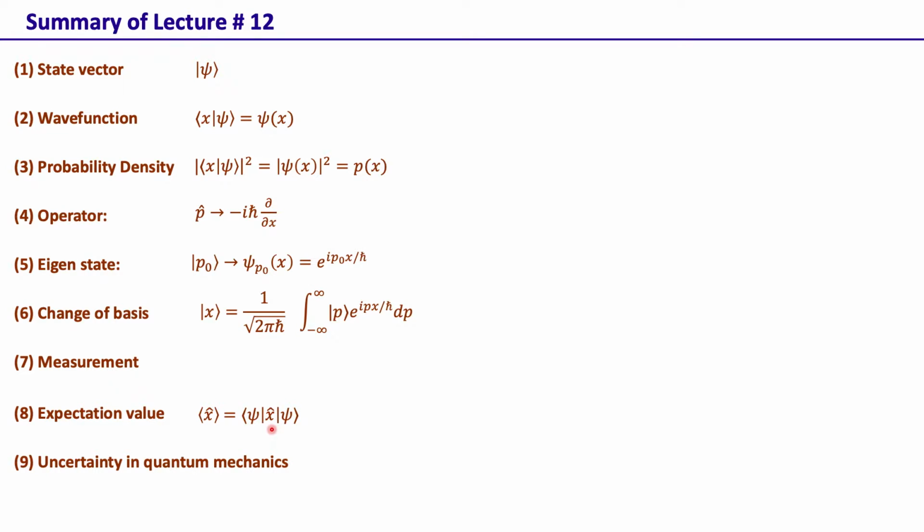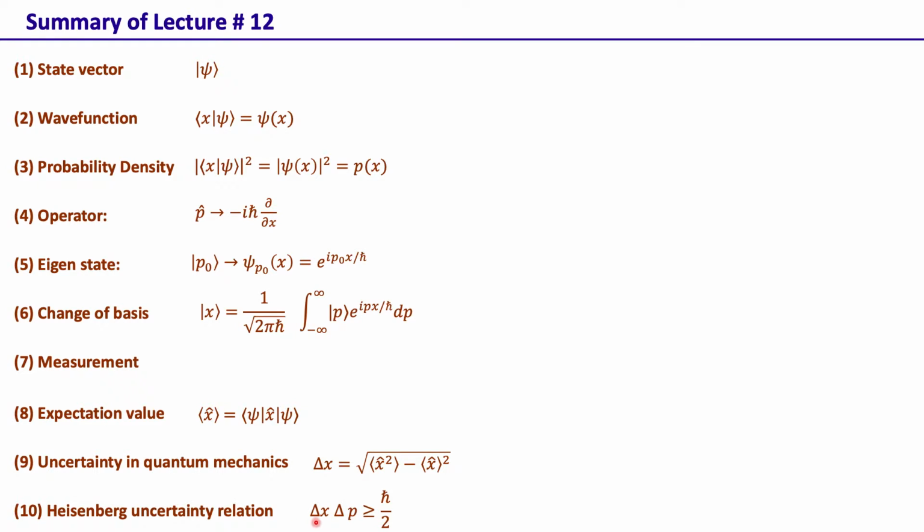where psi is the state and x is the operator. Then we have uncertainty in quantum mechanics, and that is defined in terms of the expectation value of the first moment x and the expectation value of the second moment. We also looked at the Heisenberg uncertainty principle, which basically says that if you have two conjugate variables, then they cannot be measured with infinite accuracy at the same time.